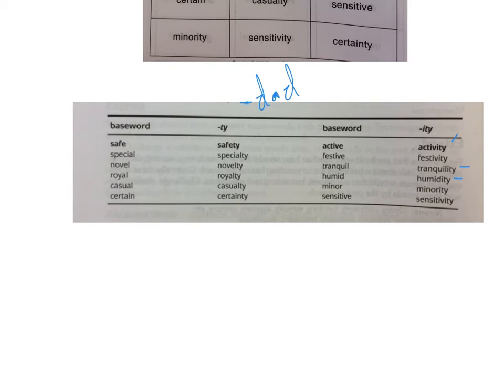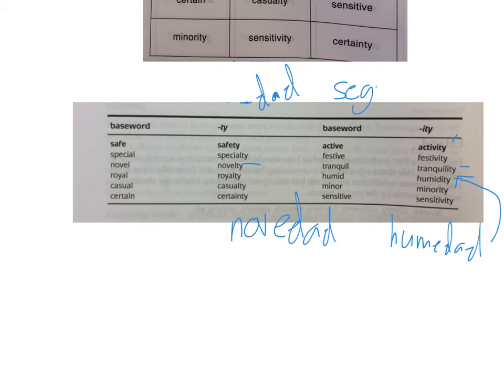And humanidad is humanity. Humedad, I'm guessing, means humidity. Navidad would be novelty, novedad. And then seguridad is spelled a little bit differently, and that goes with safety. I'm thinking this looks like security, seguridad, safety. Similar meanings there. So there are some Spanish words that mean similar things.